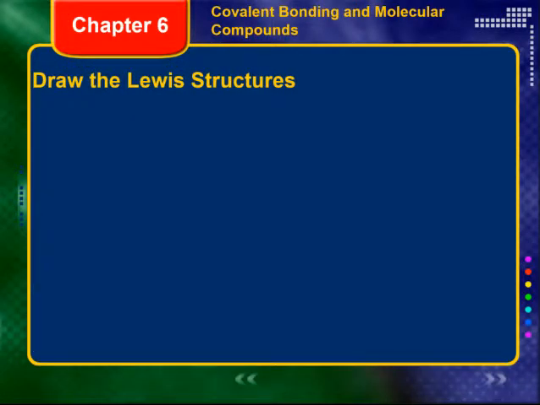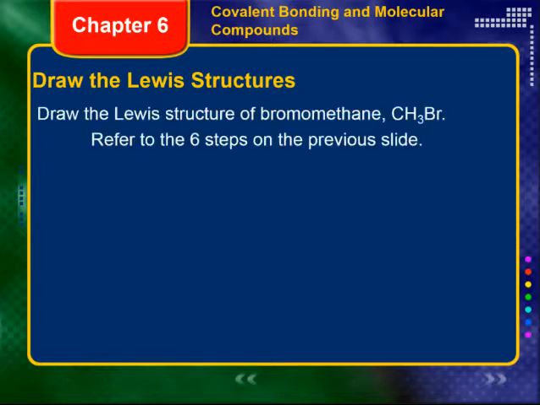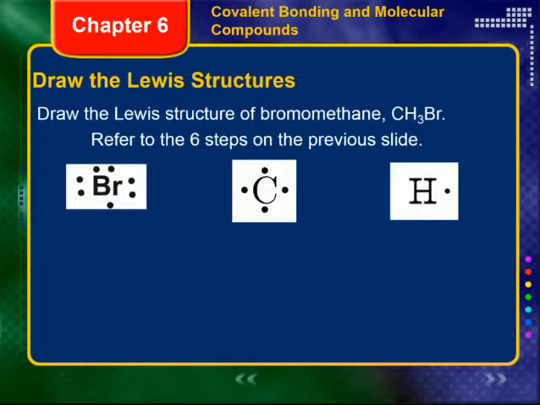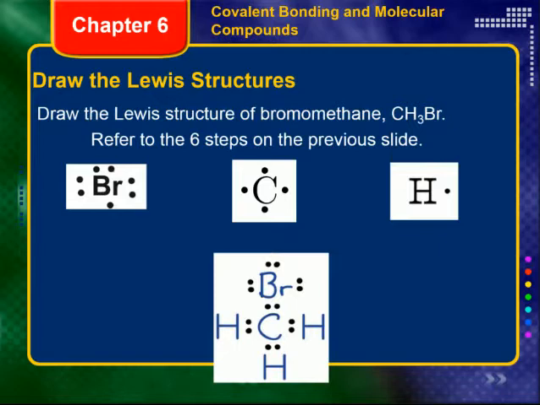I'm not going to pause on this one. We are going to draw CH3Br. We're referring to the 6 steps on the previous slide. Here are the 3 elements I'm going to be using. There are 3 hydrogens. Okay, so I'm going to start. We have carbon, so I'm going to put carbon as my central atom. I'm going to surround carbon with the other 4 atoms that I have, 1 bromine and 3 hydrogens, and then place the electron pairs in between the atoms to represent the bonds within the molecule.